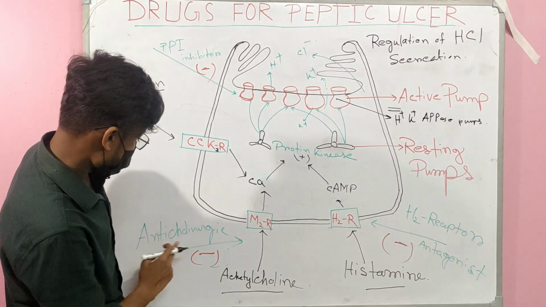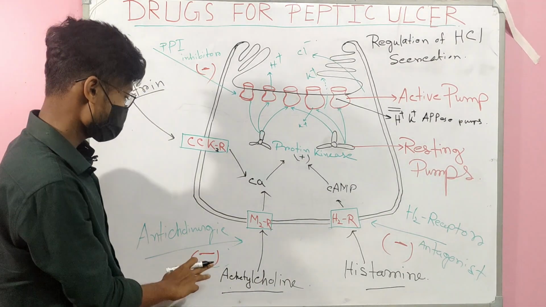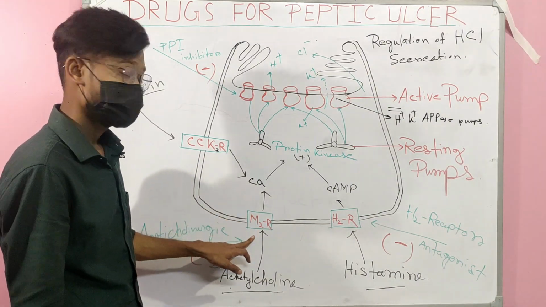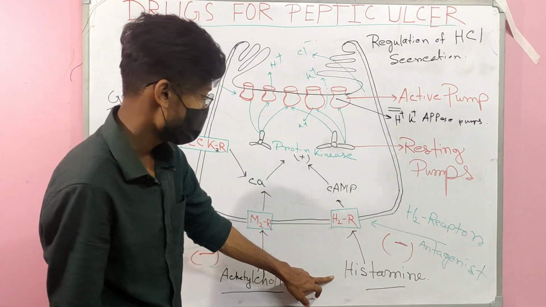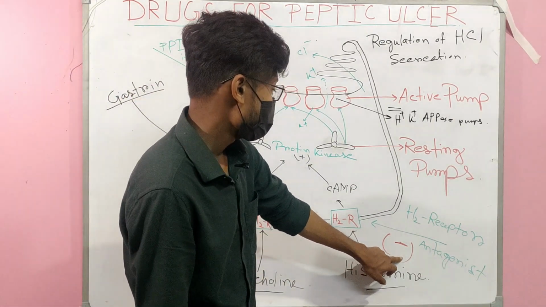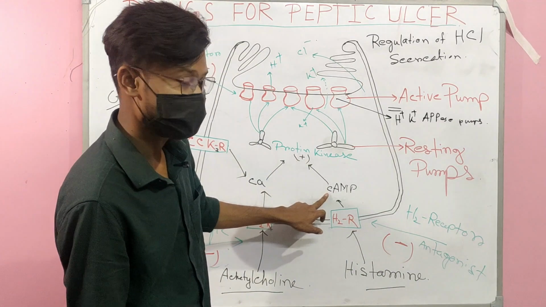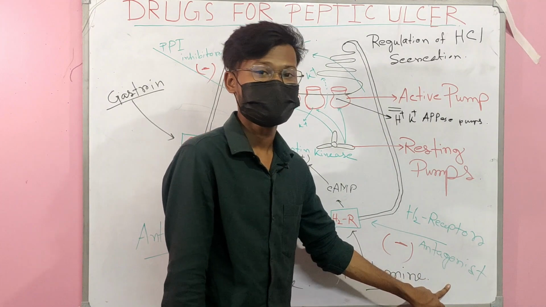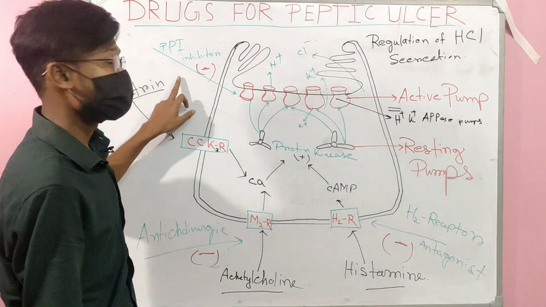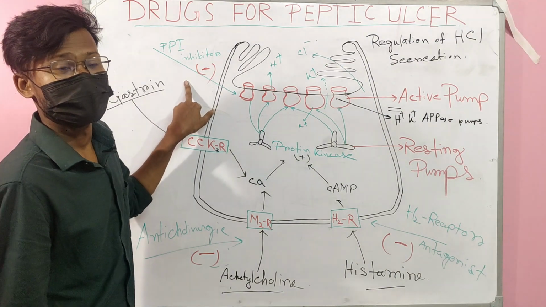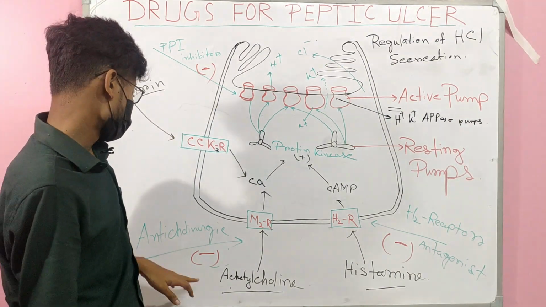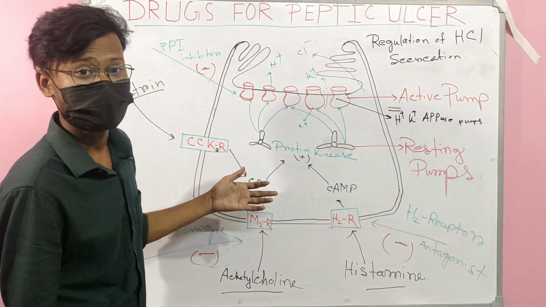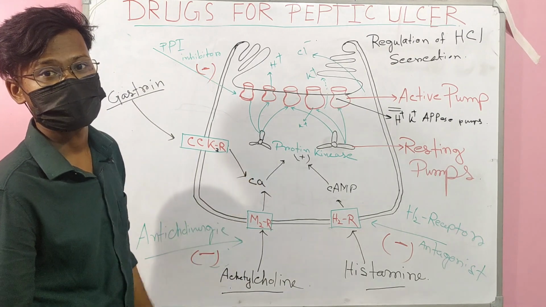for acetylcholine, anticholinergic drugs decrease the activation of calcium ion or M2 receptor. Then for histamine, H2 receptor antagonists decrease the activation of cyclic AMP. Example: cimetidine, ranitidine. Proton pump inhibitor examples are pantoprazole, rabeprazole, omeprazole. In the next portion we will discuss all the drugs briefly.